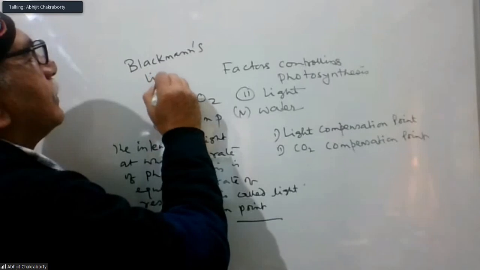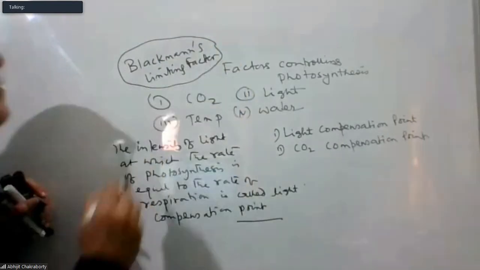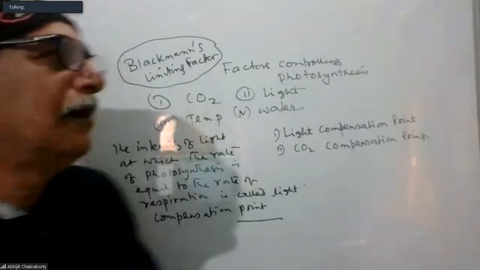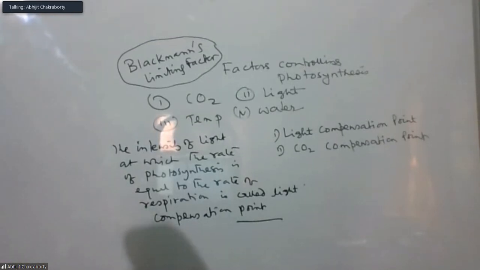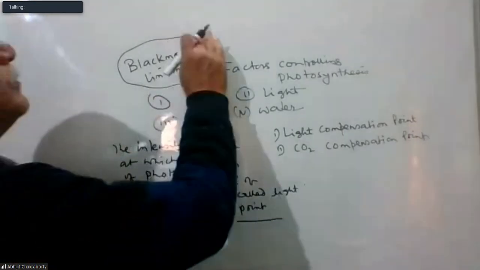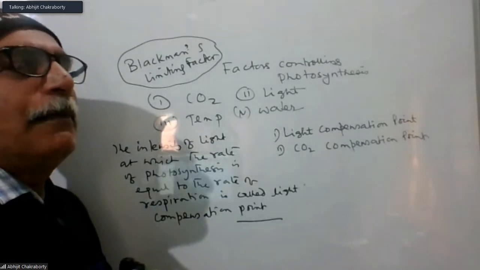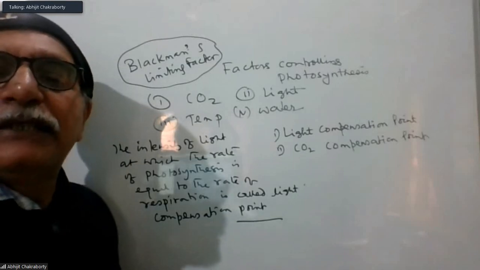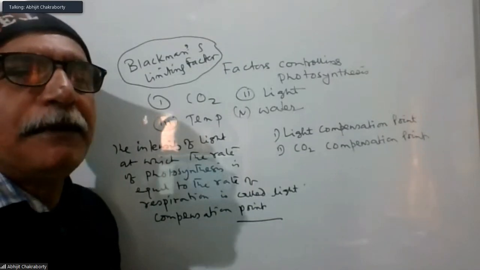Blackman's limiting factor. What is this factor called actually? Blackman said that if a process is controlled by a number of factors, then the rate of this process is controlled by the lowest factor. Are you getting me?